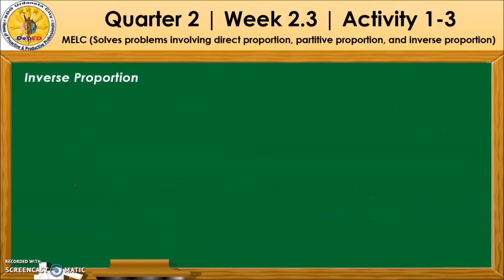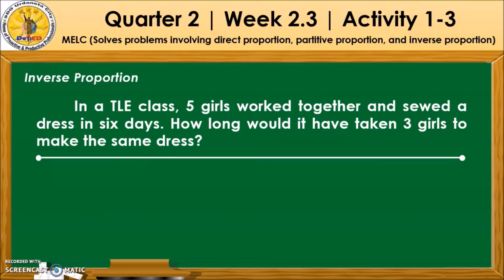Now, if the word problem involves inverse proportion, you can solve it like this. For example, in a TLA class, 5 girls worked together and sewed a dress in 6 days. How long would it have taken 3 girls to make the same dress? If we analyze the problem, as the number of girls decreases, the number of days increases. To solve this, first, we're going to write the ratios. And in writing the ratios of an inverse proportion, it looks like this. Girls is to girls as days is to days.